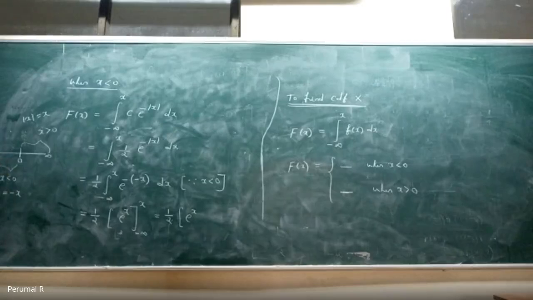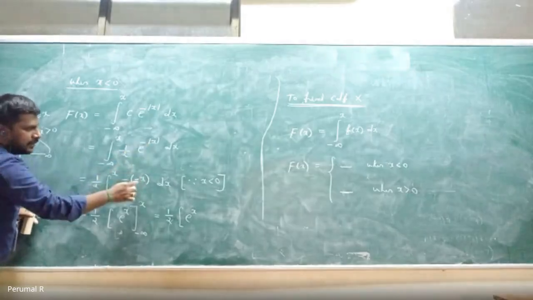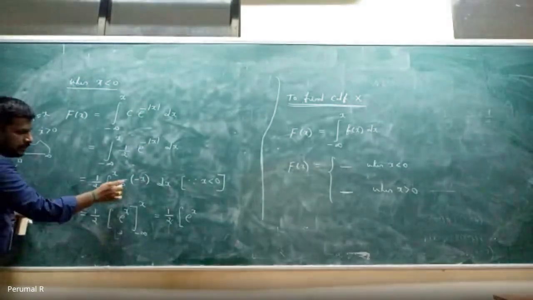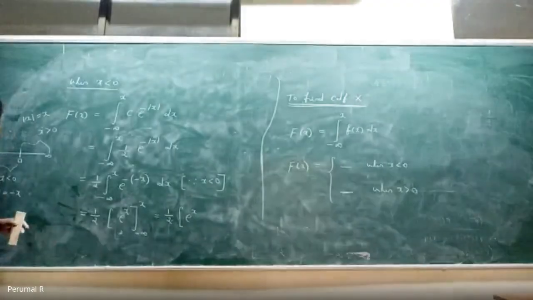Minus 1, minus 2, minus 3. That's why modulus x becomes minus x. I have written modulus x becomes minus x. Now, minus into minus is plus x, e to the power x. So e power x integration is e power x only, with limit from minus infinity. Is it clear? Now integrate that one.